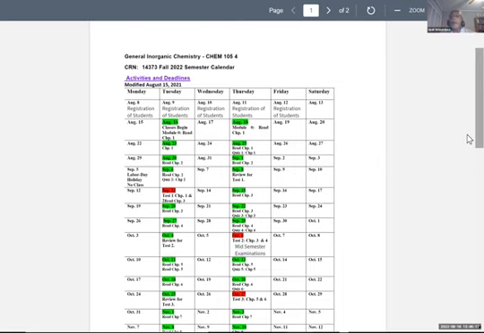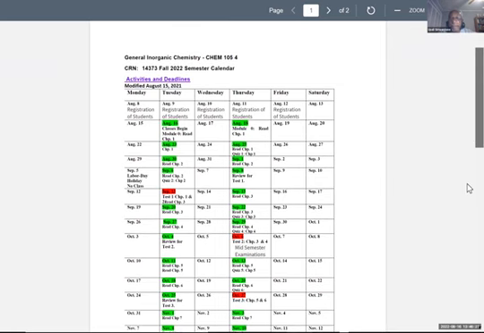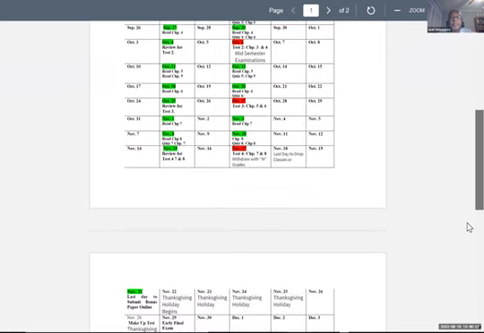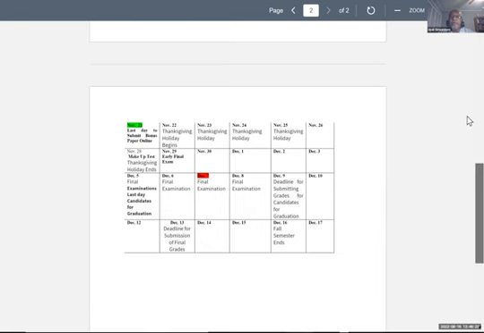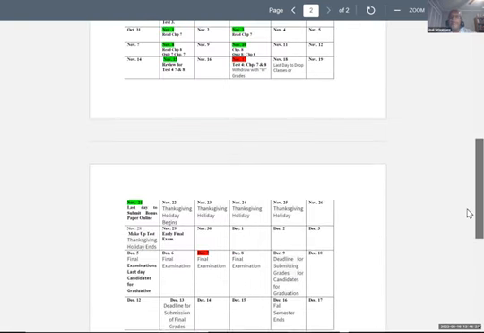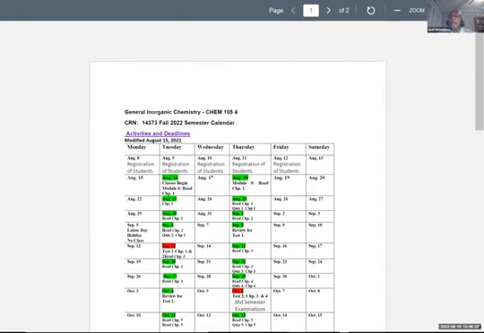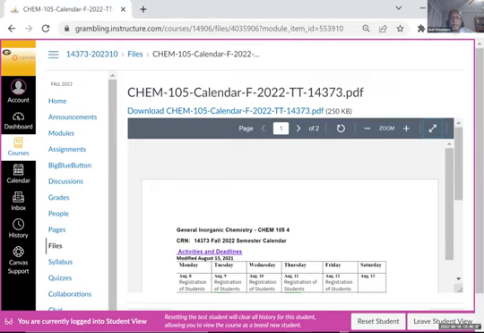So are you clear about the calendar now, how to look into that? Okay, get more information. All right? It's full view. You can scroll down and get a full view of the calendar. Now we go to syllabus.